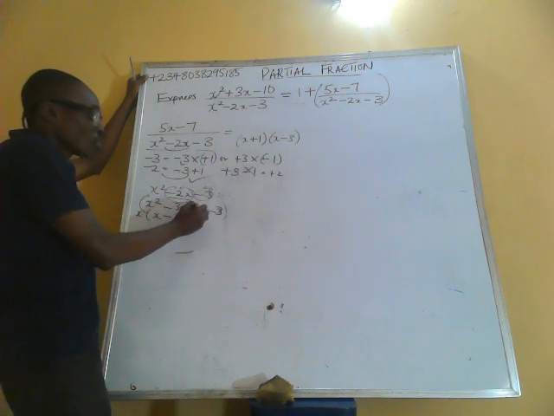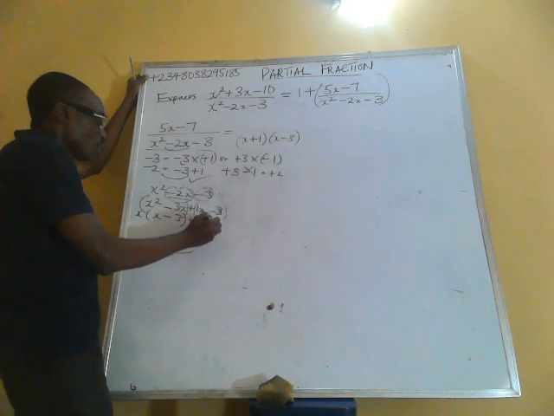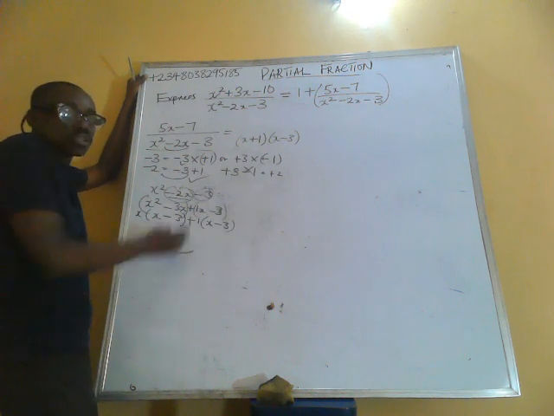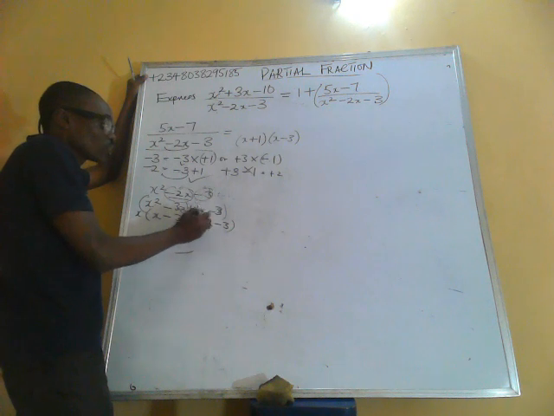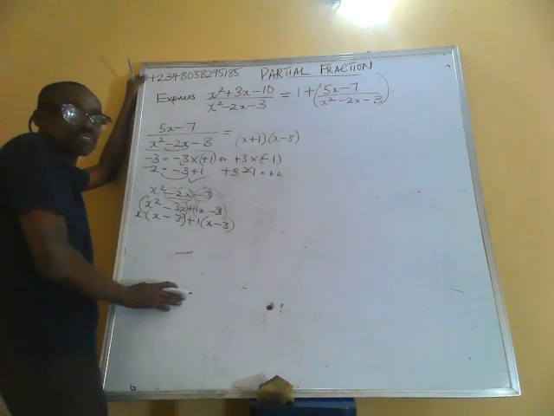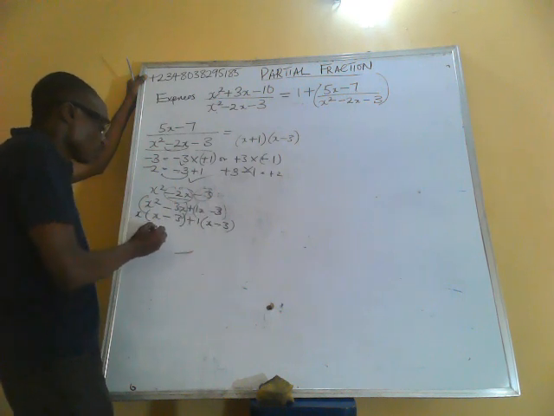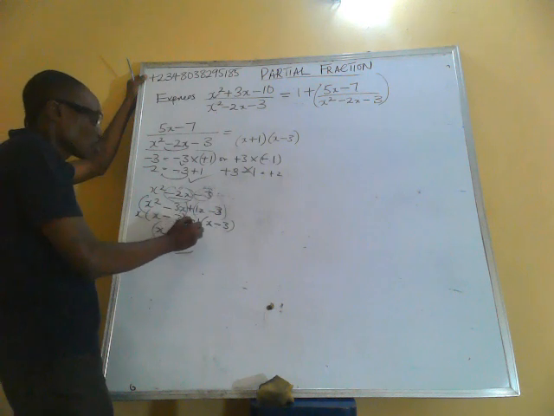Then over here, what is common? 1. You have x. 1 is common to both of them. 1 times x, 1x. 1 times 3, 3. So you have x minus 3, x minus 3. So you pick one of the x minus 3. Then you pick x plus 1.